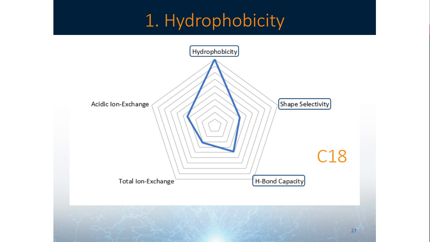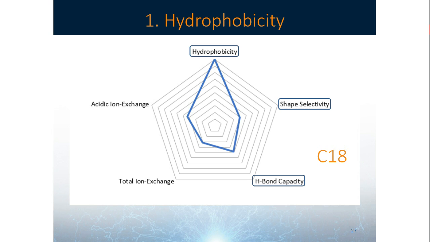First, I wanted to talk about hydrophobicity. In terms of one of the most hydrophobic phases available on the Halo particles is our C18. What's done is the results are normalized to the phase that has the greatest hydrophobicity in order to have everything on the same scale. So you can see that the most dominant characteristic of C18 is its hydrophobicity. It doesn't have much shape selectivity, and it doesn't have much hydrogen bonding capacity.